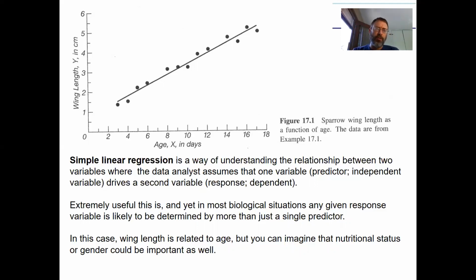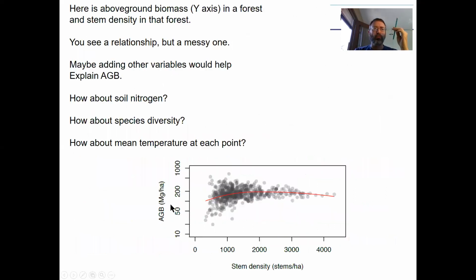Here's a regression where we have age and wing length of a bird. As it gets older, the wing gets longer, and we've got this line and some variation around the line. Great. But you could imagine that nutritional status or gender or something else could be important. Here's above ground biomass in a forest and stem density. Maybe other things would help predict above ground biomass, not just density. What about soil nitrogen or diversity or temperature or something? So you might have multiple factors.